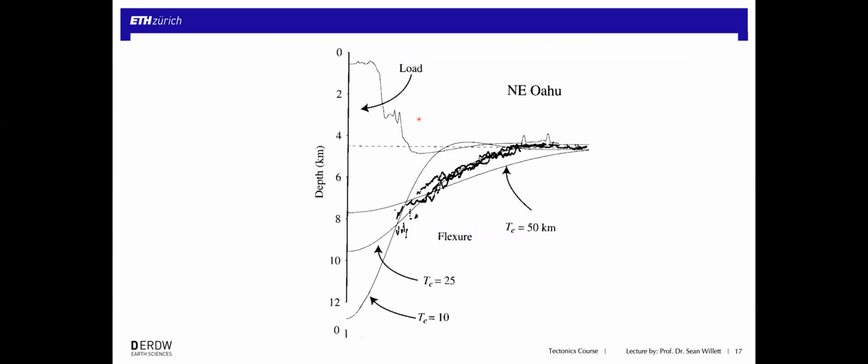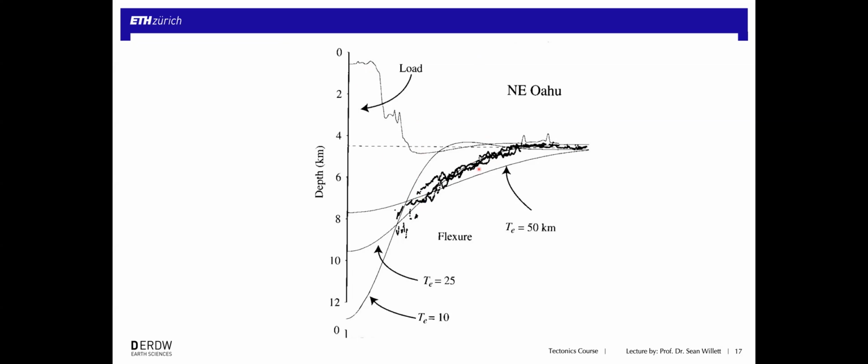So here's some real data. Here we're looking at some depth data. This is not gravity, but depth. This is the identified base of the sediments, the top of the oceanic crust, the black points here. The bathymetry is the uppermost line here. So this is really the load of the island, and this is then the depression, the difference between the load and this.